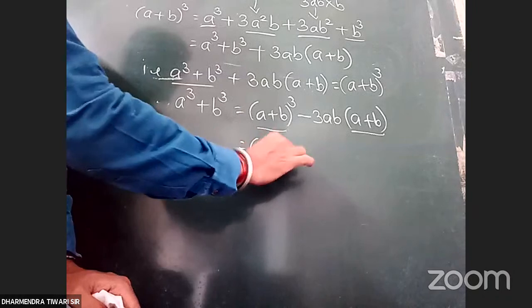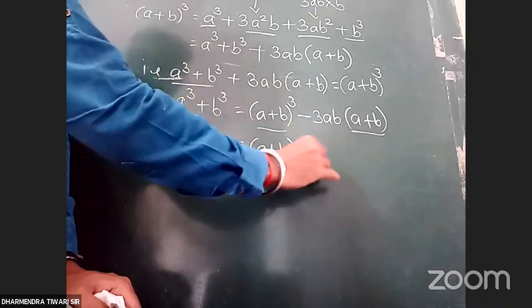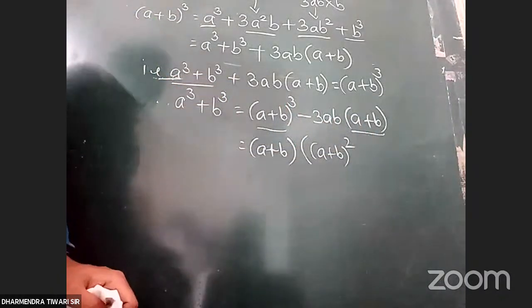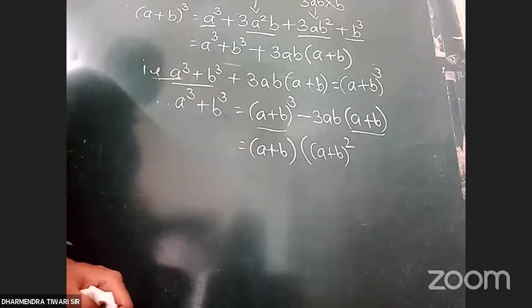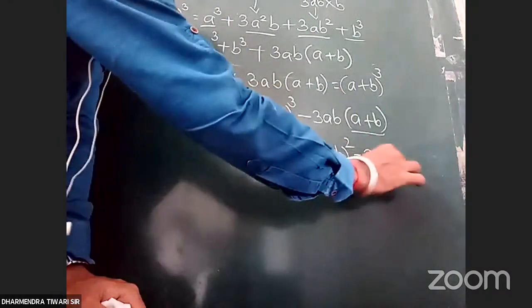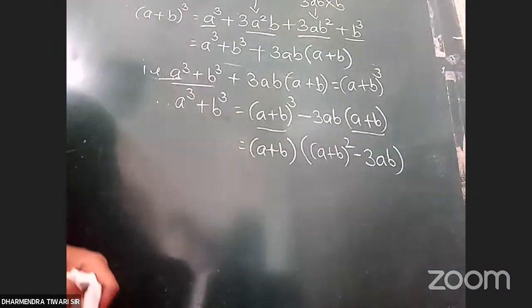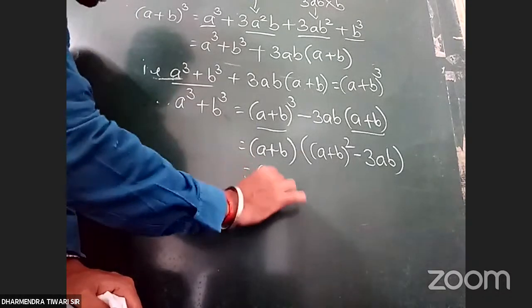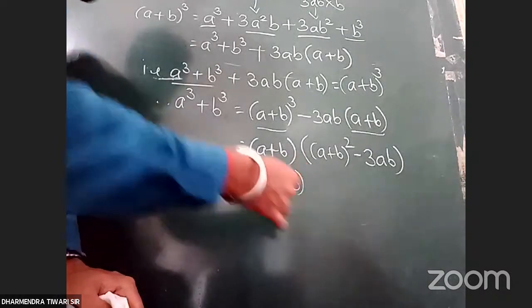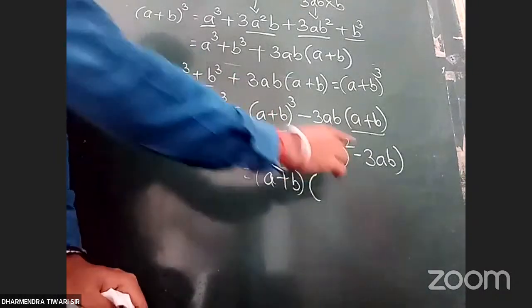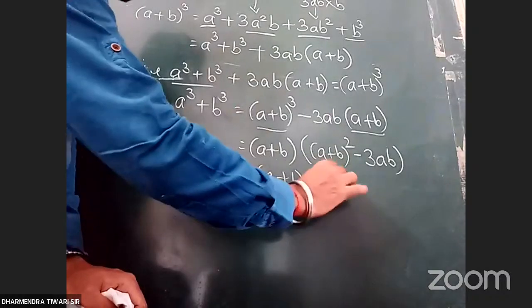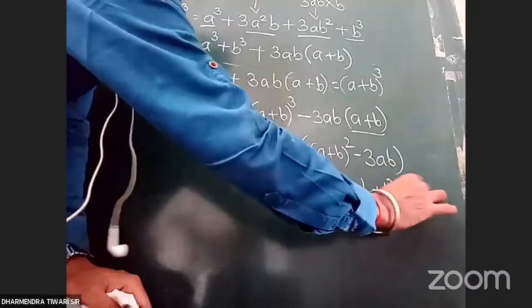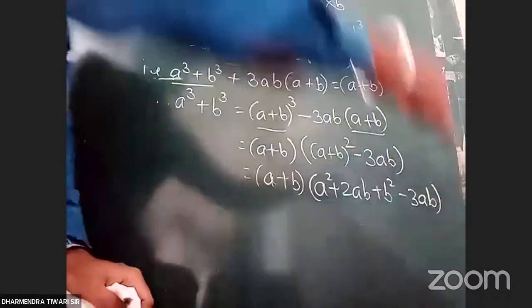A plus b, and in the bracket what remains? After taking one a plus b common, a plus b the whole square remains, minus 3ab remains. So after this, just open the bracket. You can solve this as a square plus 2ab plus b square minus 3ab.